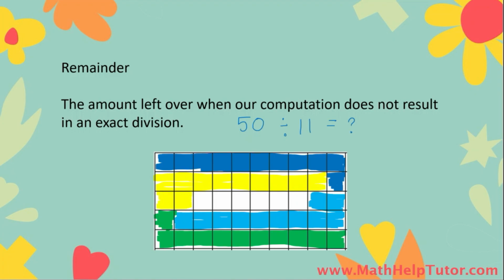So after creating 4 divisions with exactly 11 blocks per division or per group, we could see that we can no longer create another section with 11 blocks in it because we only have 6 blocks left. These 6 blocks are what's called remainders. So from this picture, we would know that the answer to 50 divided by 11 is 4 with a remainder of 6.